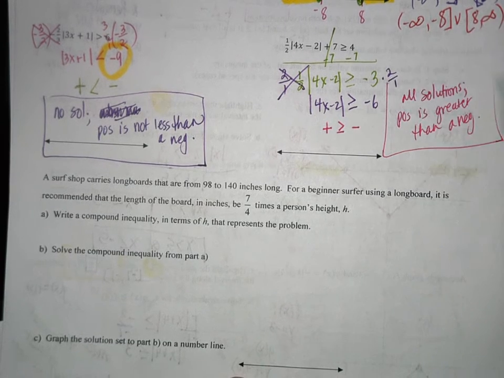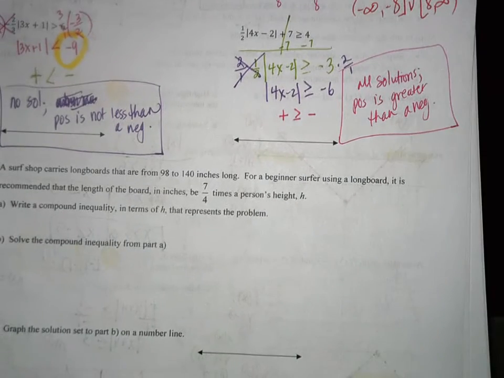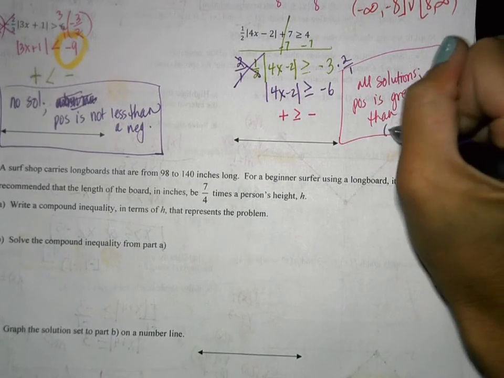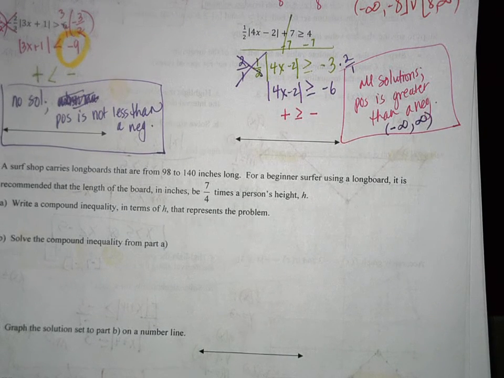Okay? And since this one's all solutions, for interval notation, this should be negative infinity all the way to positive infinity. And so that is how we would write that in our interval notation. Okay, any questions?